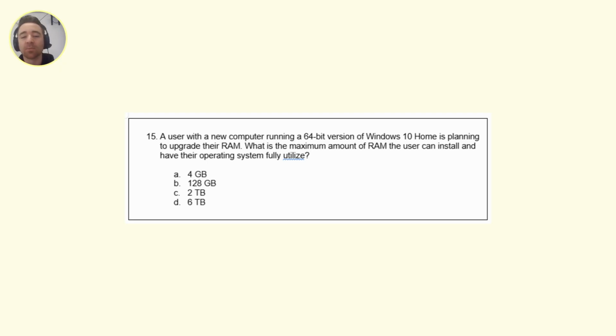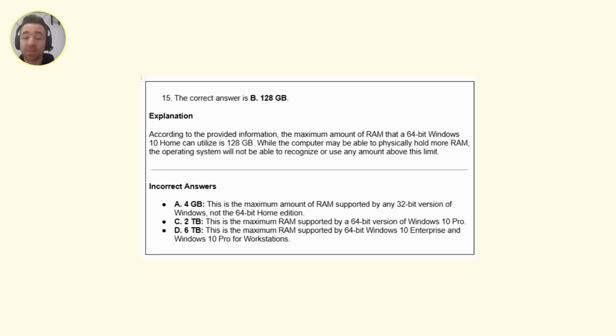Pause the video if you need more time. Your answer is coming in 3, in 2, in 1. It is B, 128 gigabytes. So basically it comes down to needing to know the maximum RAM capabilities for every version of Windows. You are going to want to know that before you take your exam.